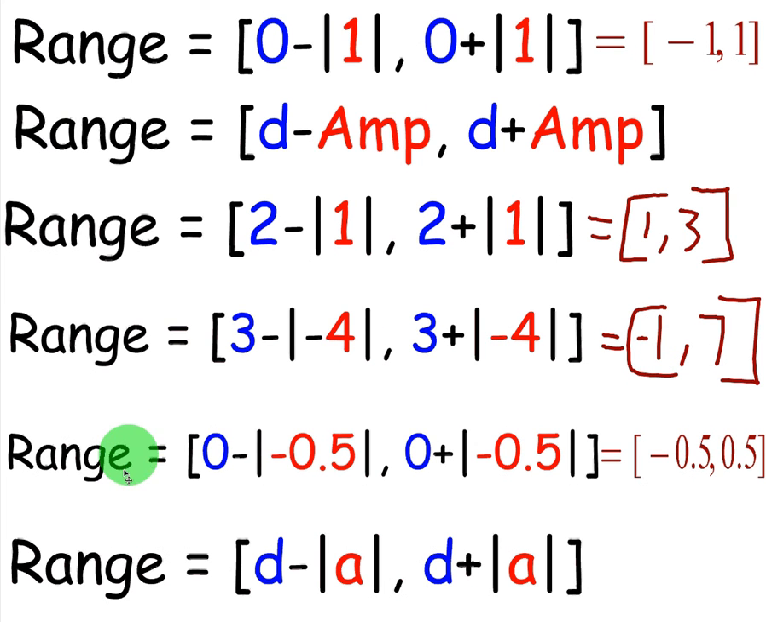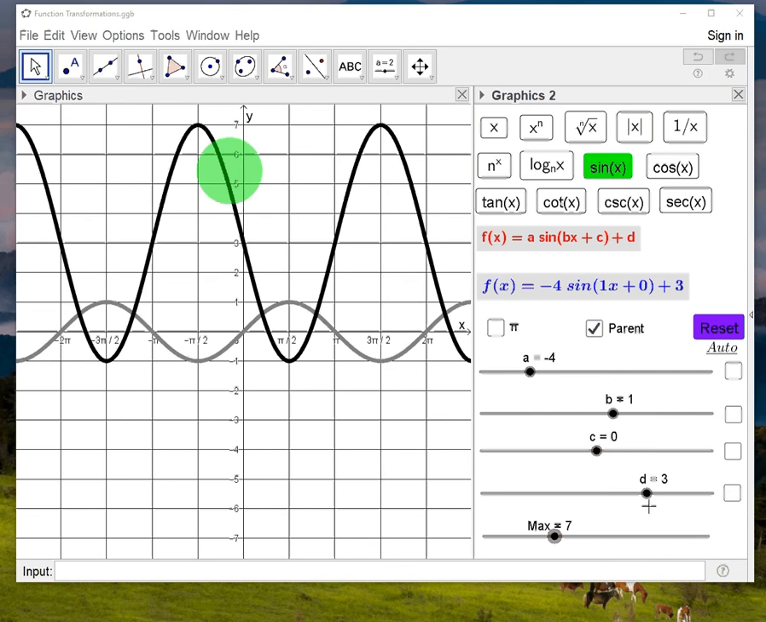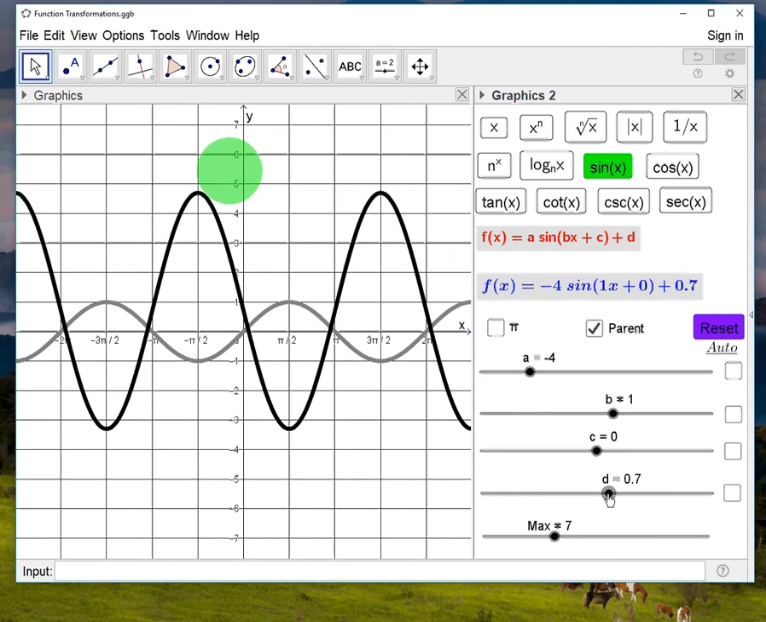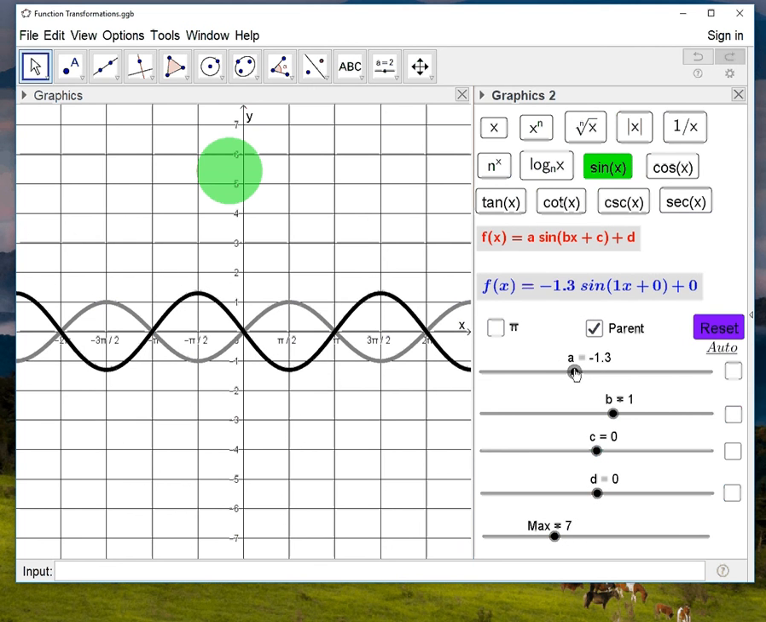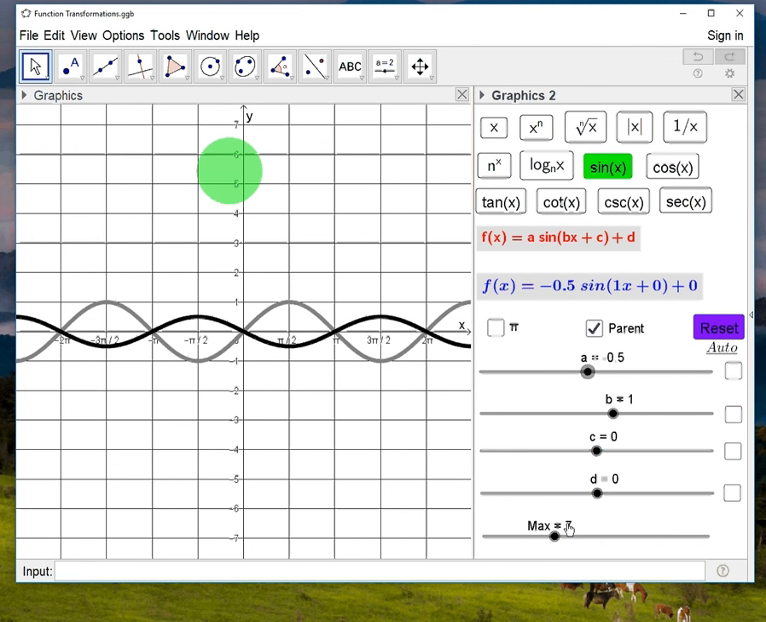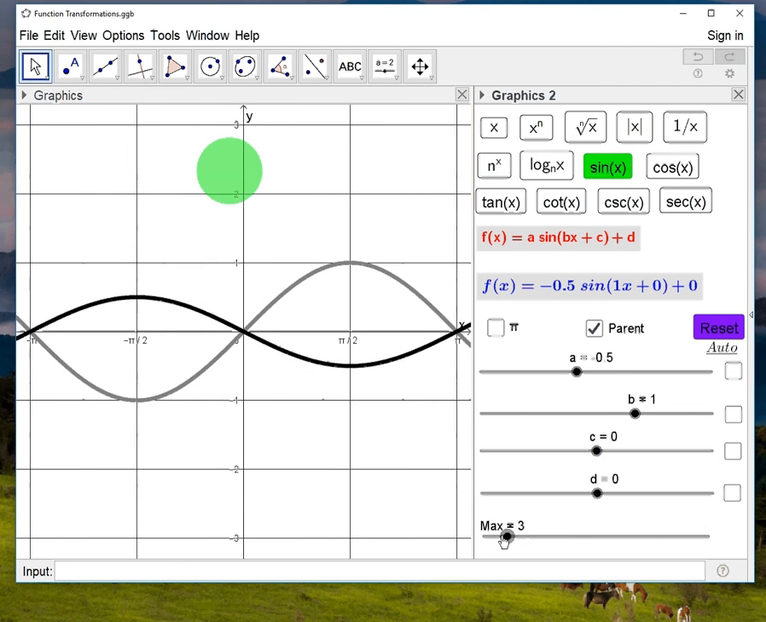Let's do one more. Let's do 0 and -0.5. So we're going to keep d at 0, and we're going to make a equal to -0.5. I'm going to have to zoom in here. As you can see, indeed, it is 0 minus the amplitude, so it only goes down to -1/2. D minus the amplitude, and then d plus the amplitude goes up to 1/2.